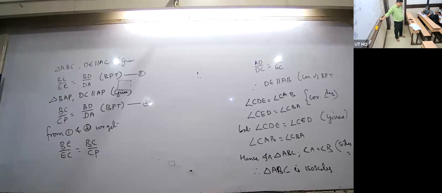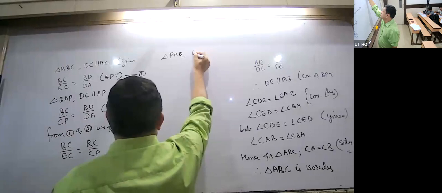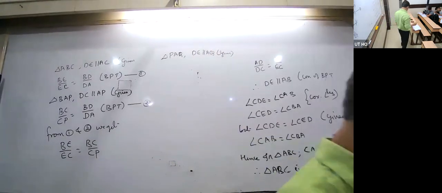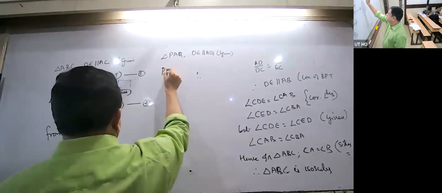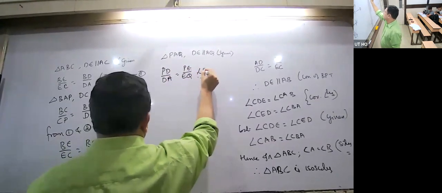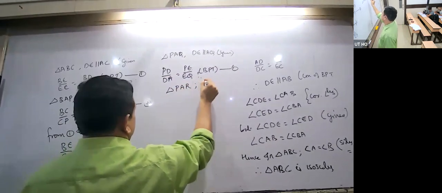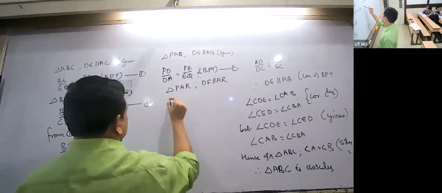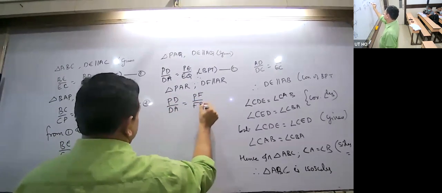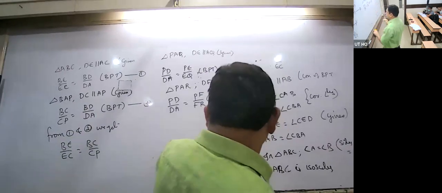Sir, we can say in triangle PAQ. So first you will consider triangle PAQ. DE is parallel to AQ. That is given. Therefore, PD upon DA is equal to PE upon EQ, by BPT. Equation 1. Now, in triangle PAR, what is parallel? DF is parallel to AR. Therefore, PD upon DA is equal to PF upon FR. Same BPT, equation number 2.